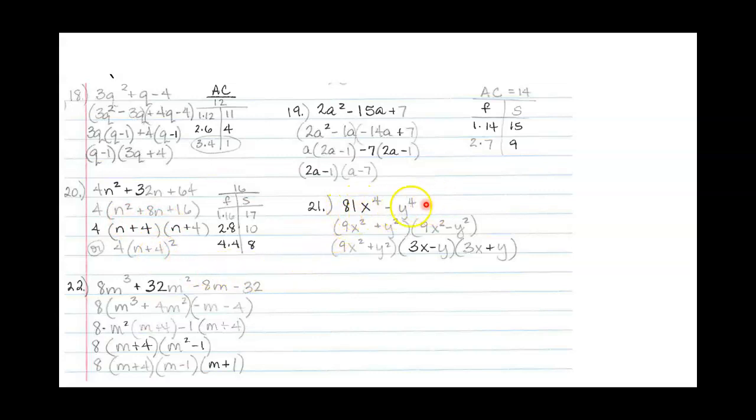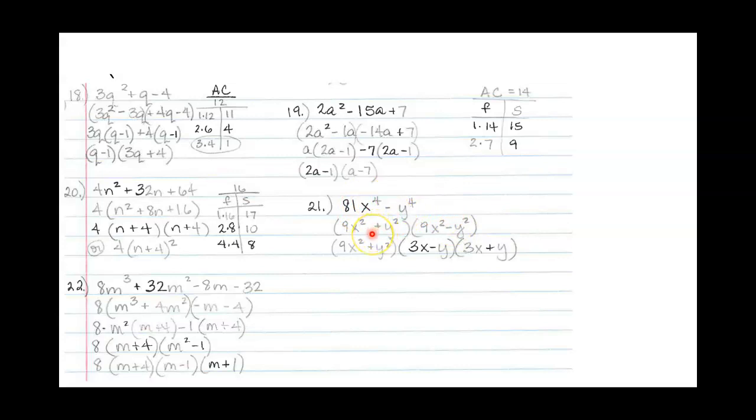So for this next one, I don't have a greatest common factor, but I have two terms, and so I want to look for a difference of squares. So 81 would be 9 times 9, x to the fourth would be x squared times x squared, y to the fourth would be y squared times y squared, one sign plus, one sign minus. Absolutely, that's a perfect square and a difference between them.